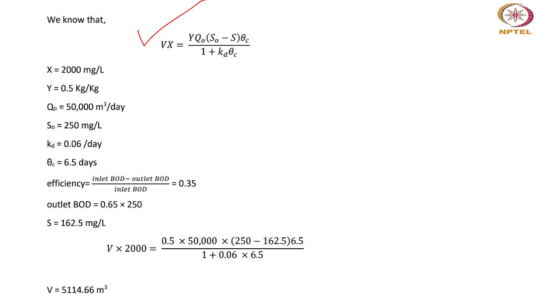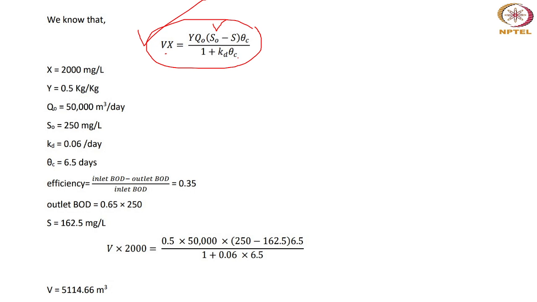So basically, this is a very basic formula of this chapter. Please go through it properly because you will require this formula in every step. It is very essential. You cannot skip this formula. You need to remember this. So V X equals Y Q naught multiplied by S naught minus S, that is theta c, divided by 1 plus kd into theta c.